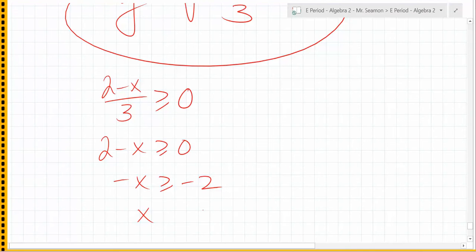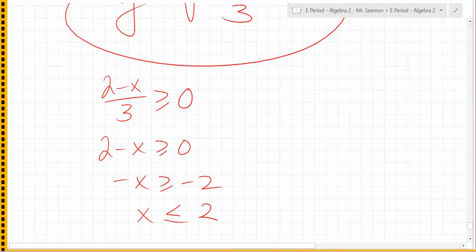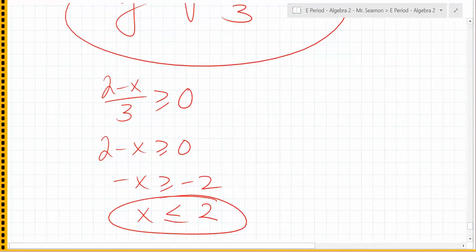Nope. Yes, 2 over here, but what goes in the middle? Flip it to what? Neither one of those things. You're close, and equal to that. Yeah, there it is. So x is less than or equal to 2. What did you just find for this function? You just found the domain.